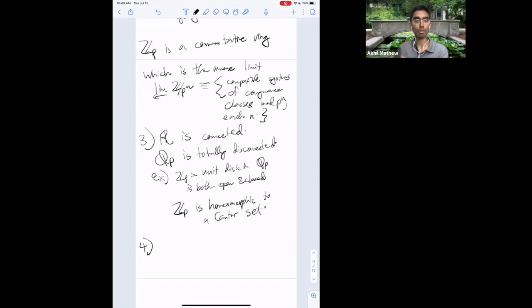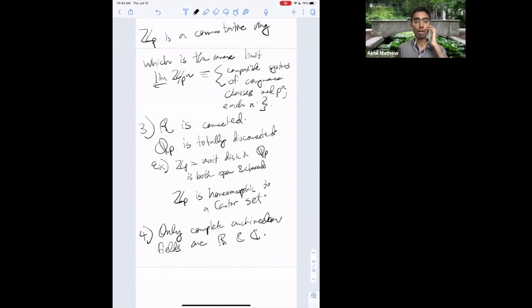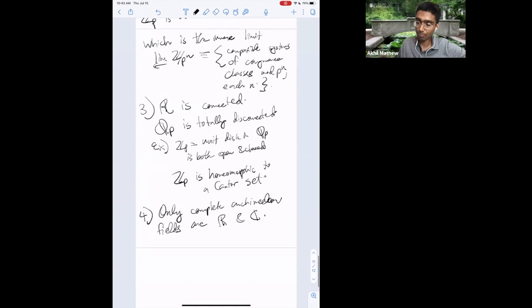This is the world of non-Archimedean fields instead of the world of Archimedean absolute values. If you work with Archimedean absolute values, meaning something which is not non-Archimedean, the only complete Archimedean fields are the real numbers and the complex numbers. But you have tons of fields which are complete with respect to a non-Archimedean absolute value, lots of complete non-Archimedean fields.